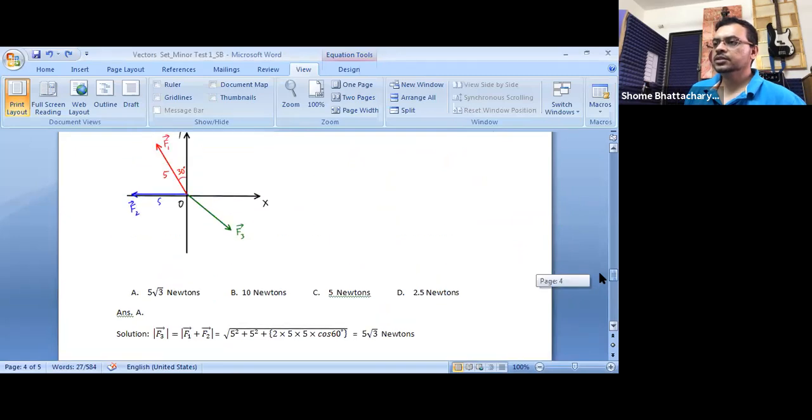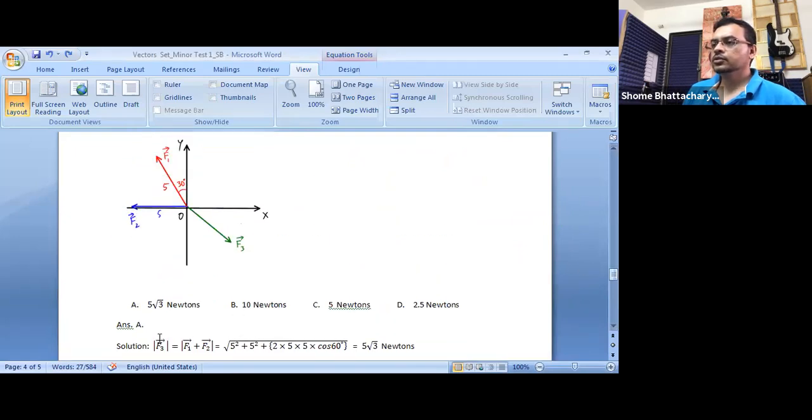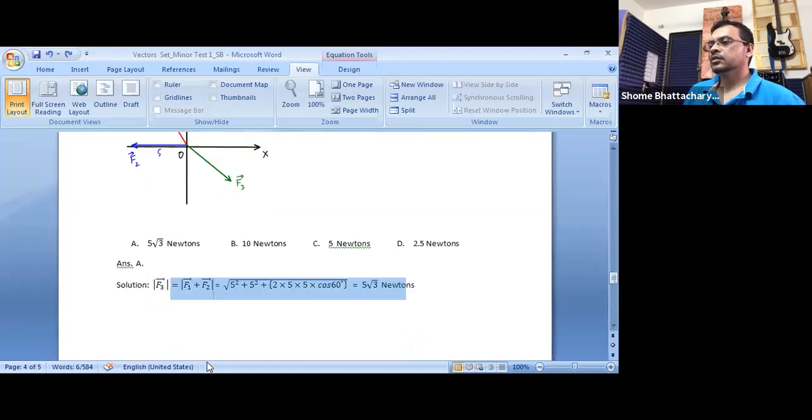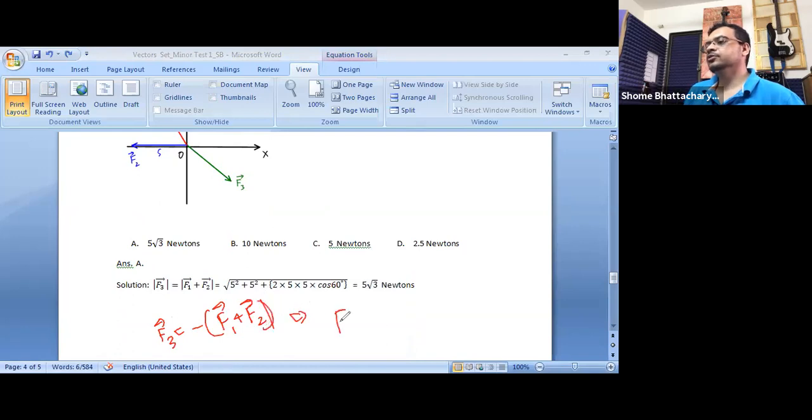Or you can also do this sum this way. You can also attempt it this way, where we are just applying the concept that F3 is minus of F1 plus F2. So that means the magnitude of F3 is equal to mod of F1 plus F2.